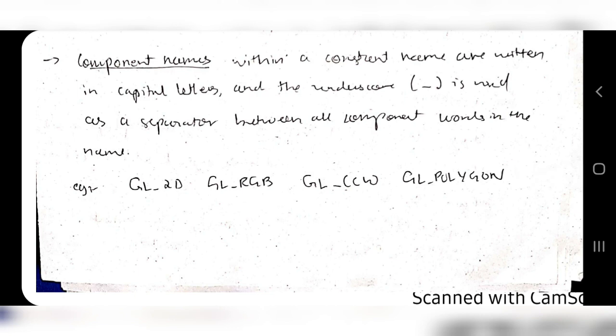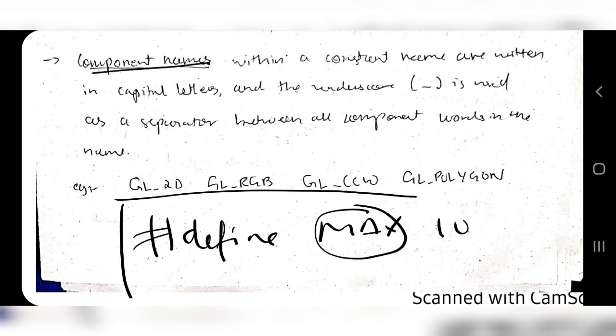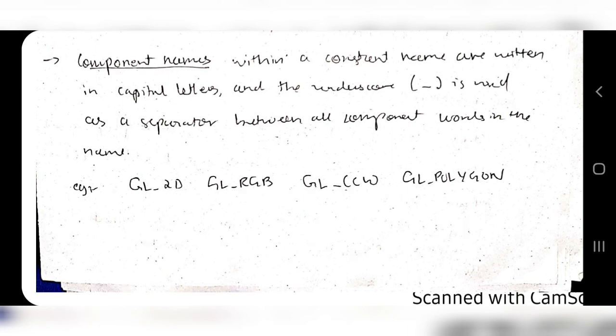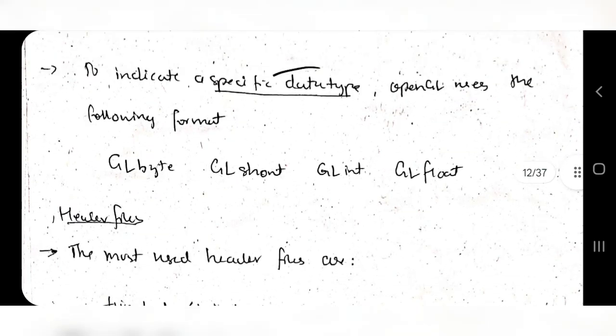Coming to component names, component names are nothing but the constant values. For example, if we consider C programming, at the top we write something like #define MAX 100. At that time we write these in caps, right? So that's the same thing with component names also. Some inbuilt constants are there, like GL, then we write underscore, then 2D, all in caps. Okay, so that denotes the component names. Then we have the suffix to denote the specific data type, like int, float, char and all.